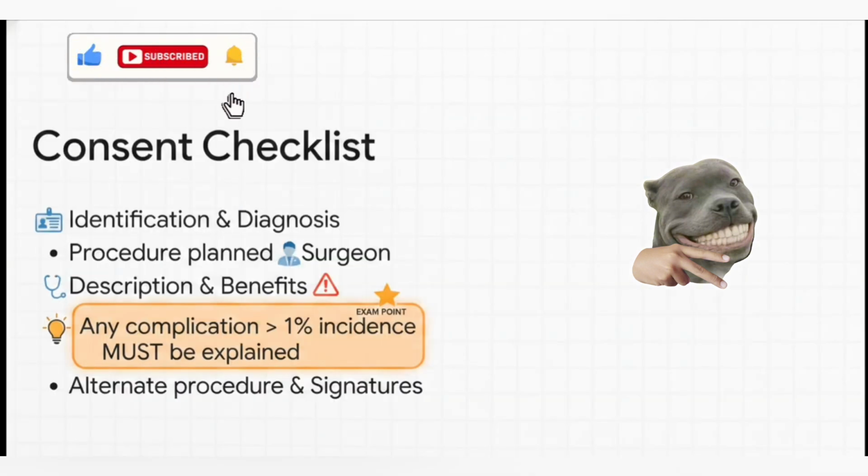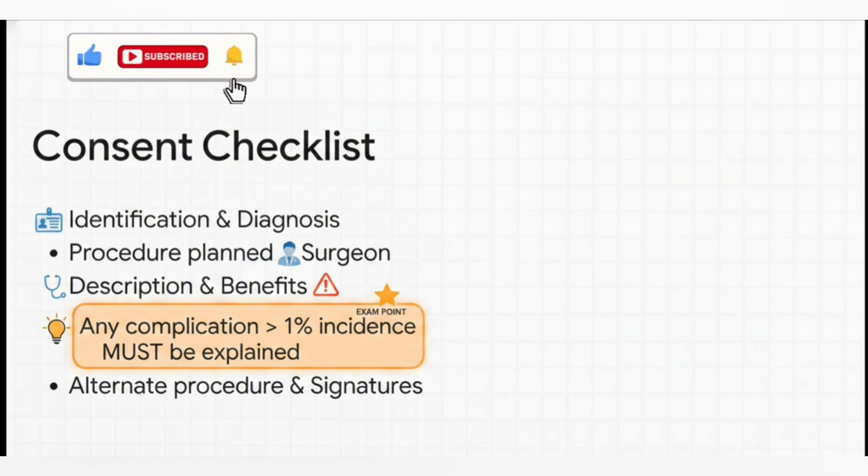So imagine this. मान लीजिए आपका patient ward में admit हो गया है, and we need to prep them for surgery. Now notice the sheer detail required for a valid patient consent. It's really not just a quick signature on a piece of paper. You absolutely need proper identification, the diagnosis, exactly what procedure is planned, who the surgeon is, and a full procedure description. But the crucial point is right here.